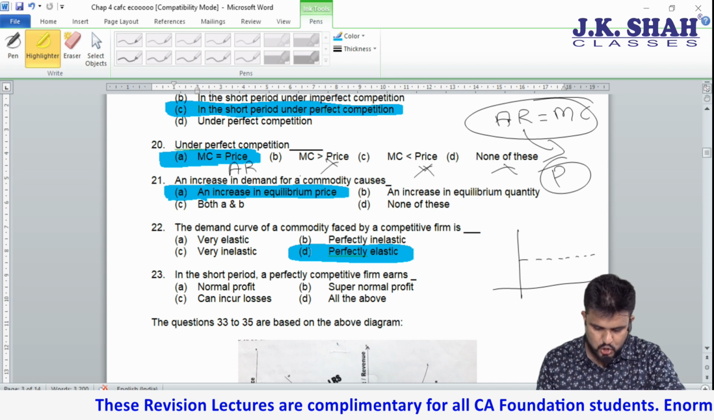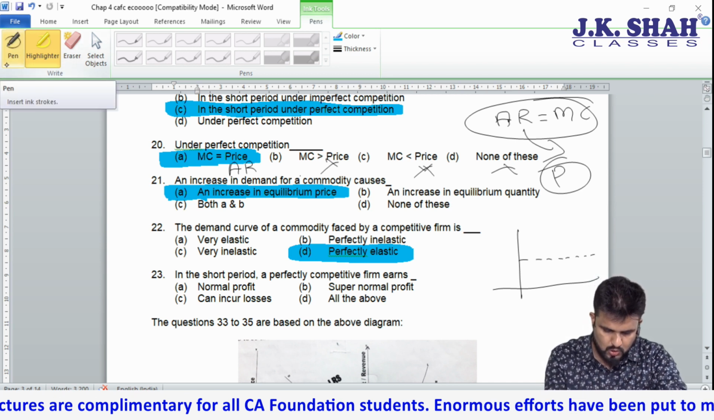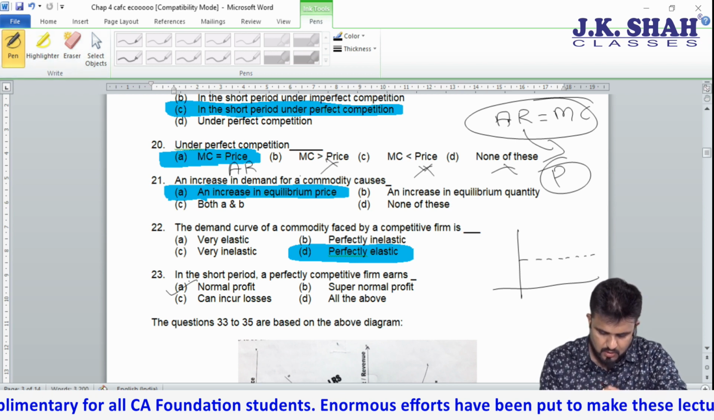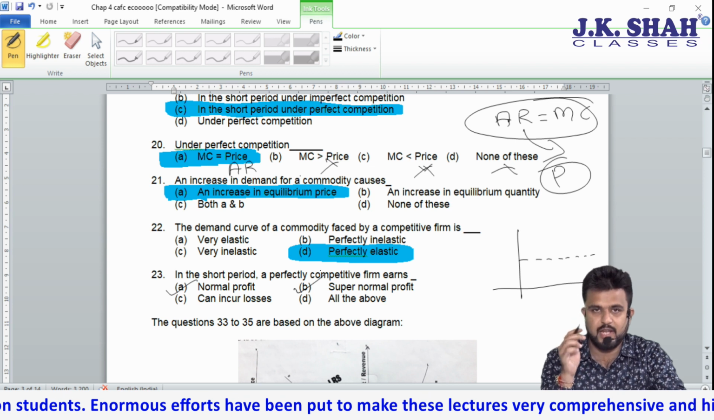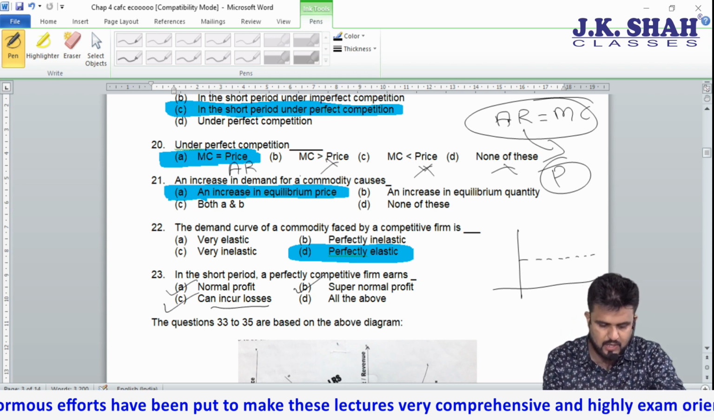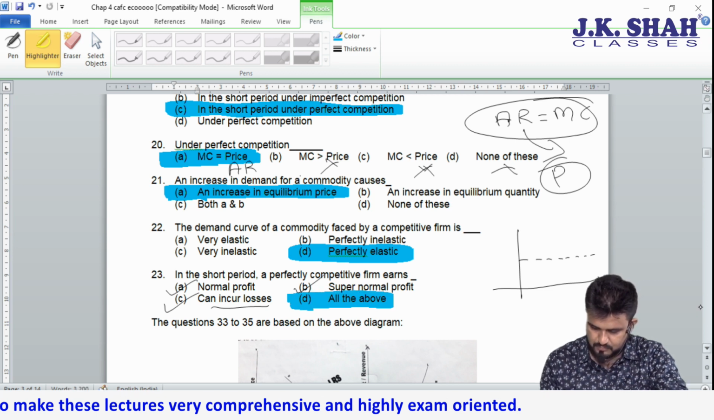23. In the short period, a perfectly competitive firm earns. So I would say normal profit, yes. Super normal profit, very correct. Even losses, very correct. So the correct answer is all of the above.